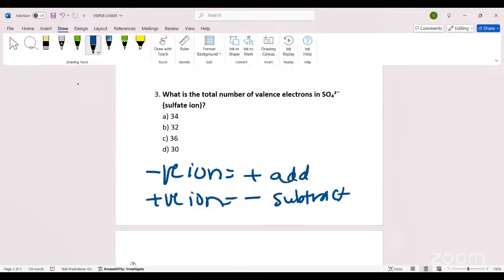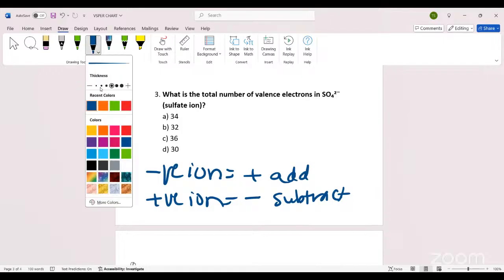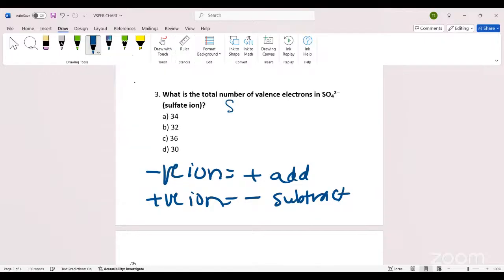So with this particular compound here, we've got sulfur and oxygen. We've got 1 sulfur times 6 valence electrons, so 1 times 6 gives you 6. Then we've got 4 oxygen atoms, and oxygen also is in group 16, so we have 6 valence electrons. So 4 times 6 gives you 24. So 6 plus 24 gives us 30 valence electrons.